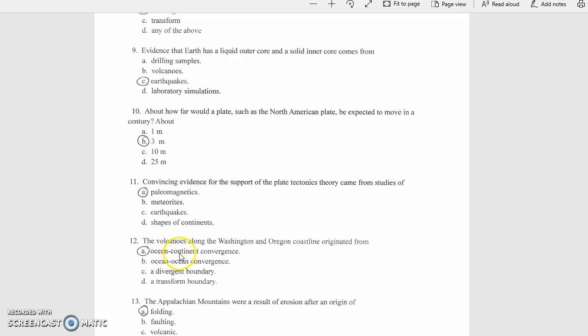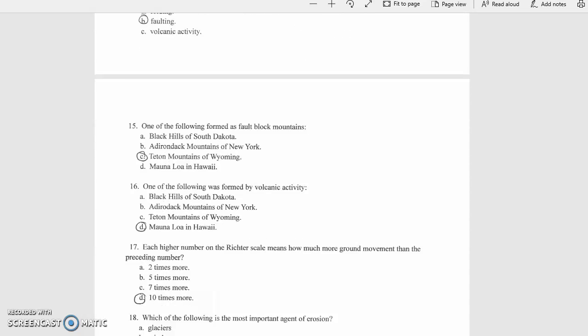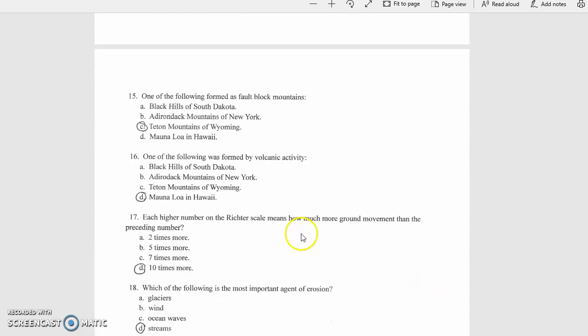The ocean-continent convergence is the Washington Ocean coastline. Appalachian Mountains, that is an example of folding. Okay, folding. Sierra Nevadas are faulting. And then the fault block, those are your Teton Mountains. And then the volcanic activity, the 4th type, is the Mauna Loa in Hawaii.